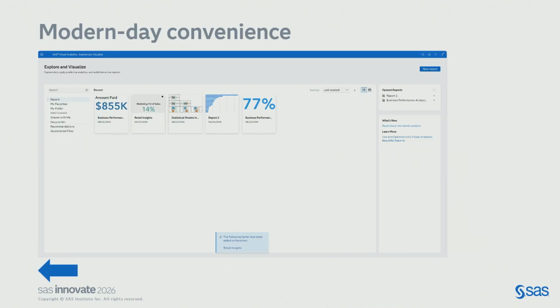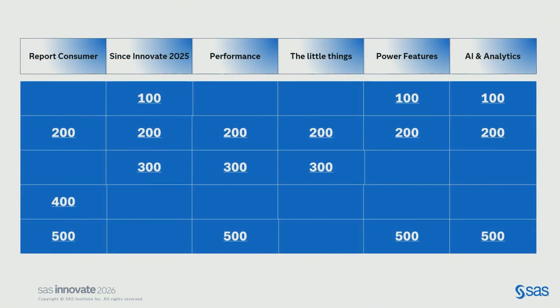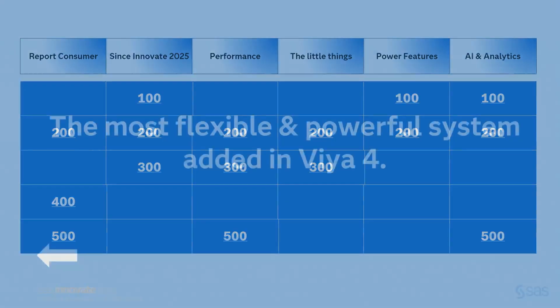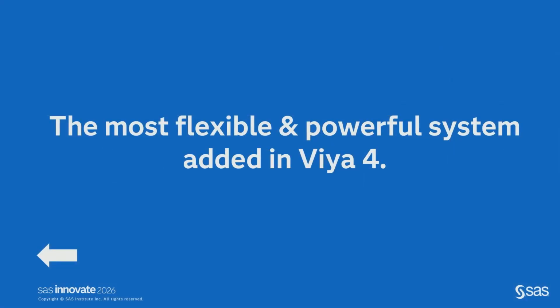All right. You're either digging this or you're faking it really well, so you get to pick. Power features for 500. All right, power features for 500. Oh, a big one. This is the most flexible and powerful system that's ever been added in VIA 4.